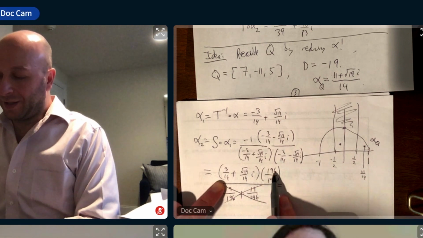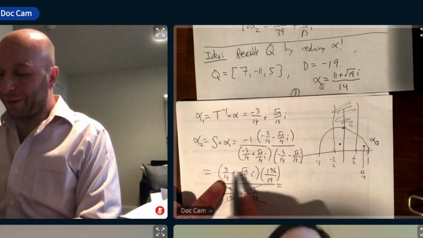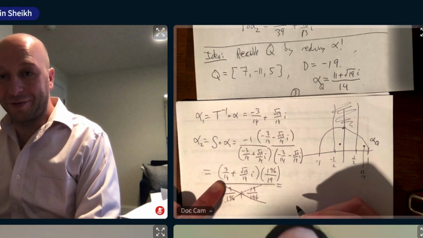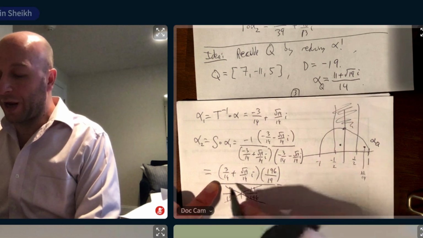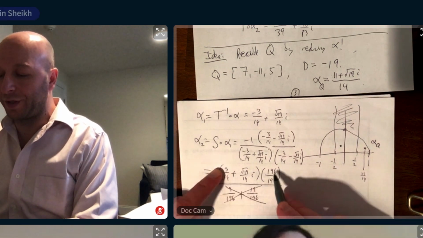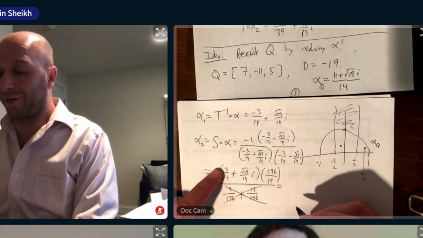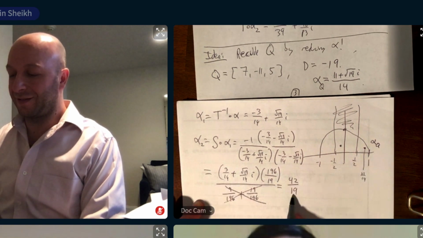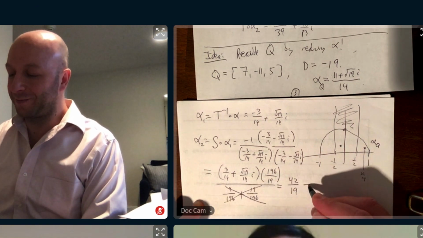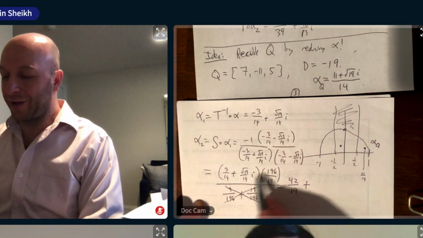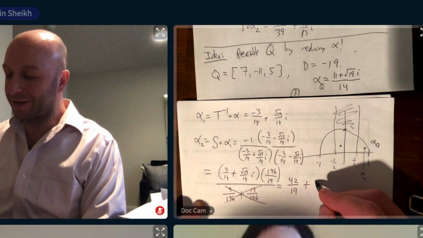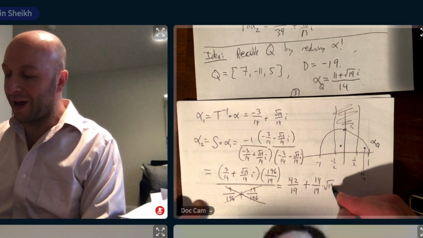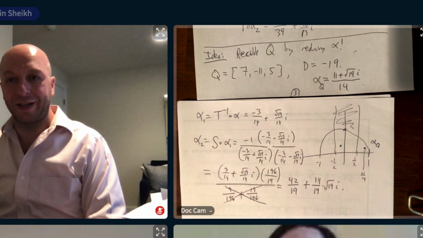Okay. So what does cancel out? The 28 and a 4. So I have 3 times 14 on top. 14 times 3 is 42. So I have 42 19ths as the new real part. And how about my new imaginary part? 14 19ths times root 19 i. Did I do that right? Did everybody follow that? Alpha 2?